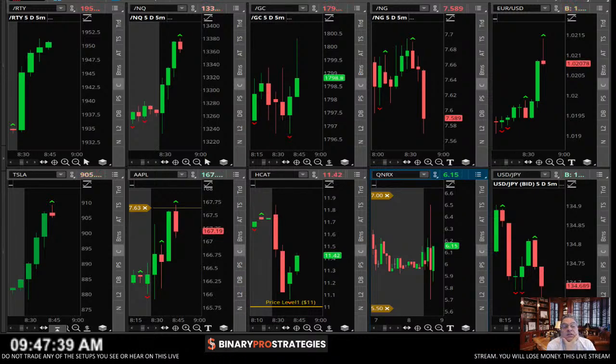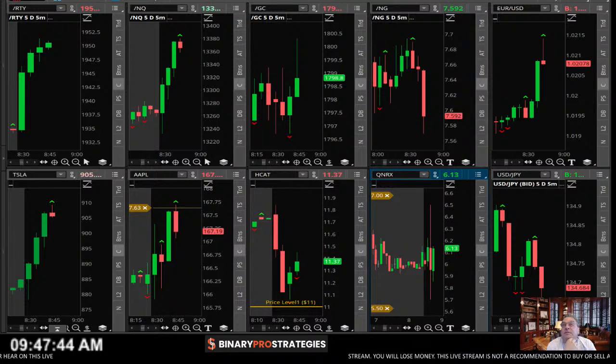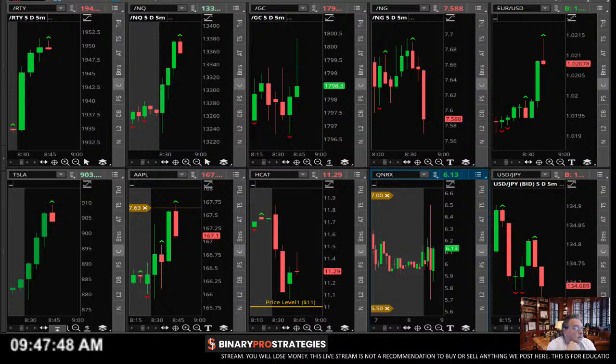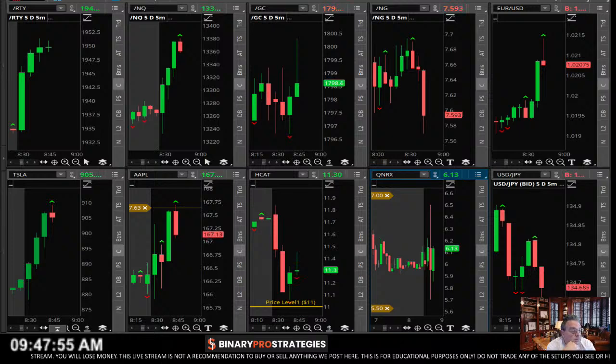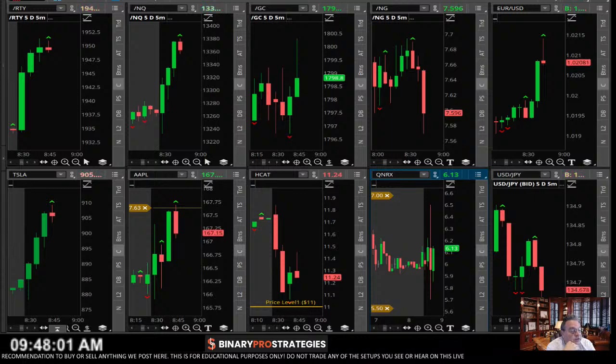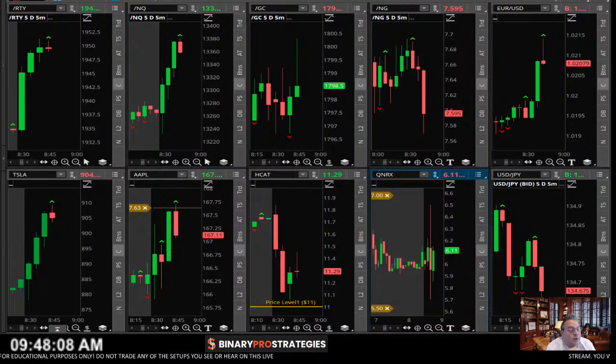Particularly if we're using Einstein, because sometimes they can get triggered, and if the market's moving very quickly, it could hit that target pretty quick. Kind of like it did on Apple. Apple already hit its target, but I think it may come back up here to 167.63. Watching HCAT. HCAT's still trying to get pulled back down over here to about $11. QNRX is still in a buy, trying to hit $7 with a 5.5 stop.